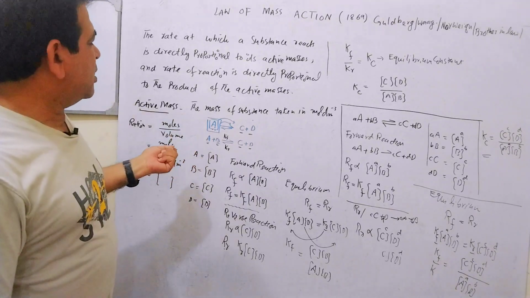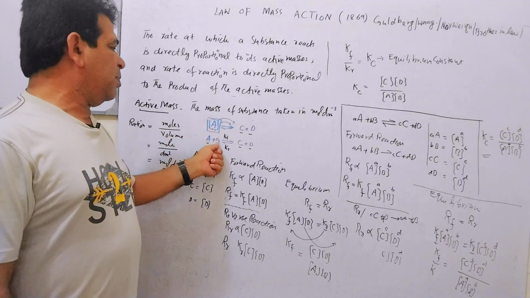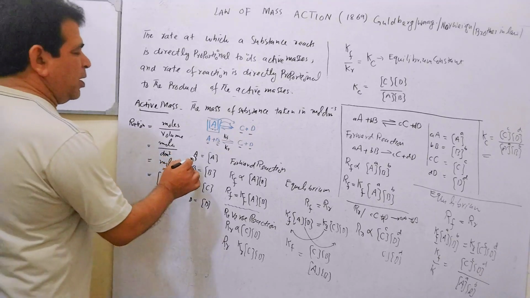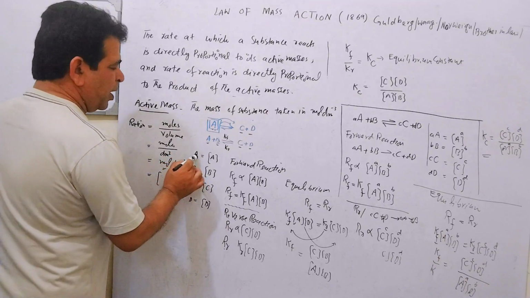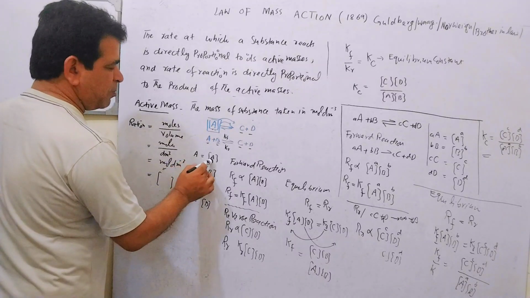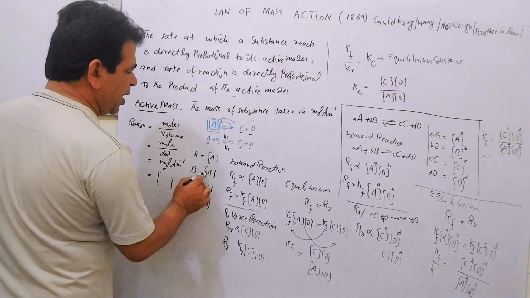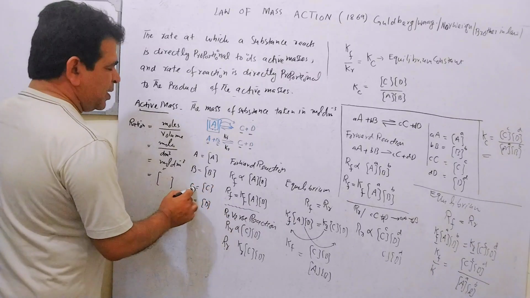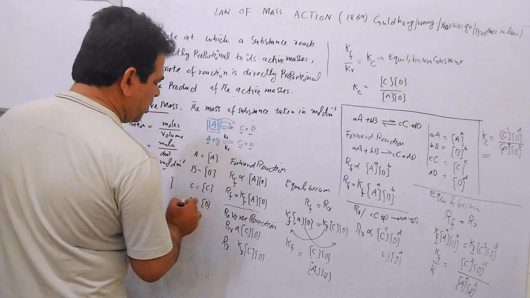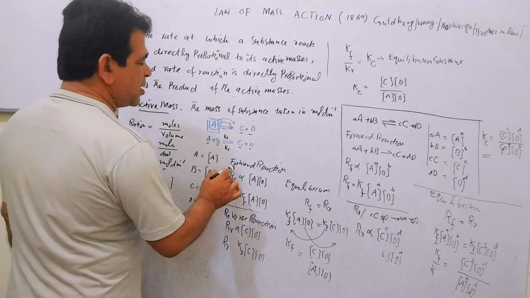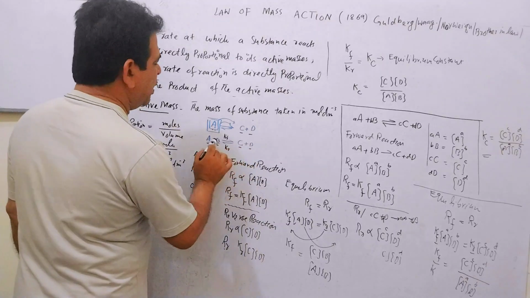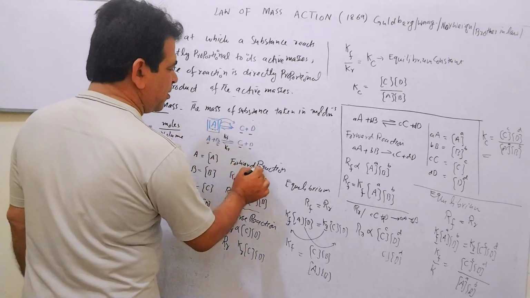Let's take a reaction. A reacts with B in a reversible reaction to form C and D. First of all, we will express the active masses of these substances. The active mass of A will be [A], of B will be [B], of C will be [C], and of D will be [D]. In the reaction between A and B that goes into C and D, we will first focus on the rate of forward reaction.